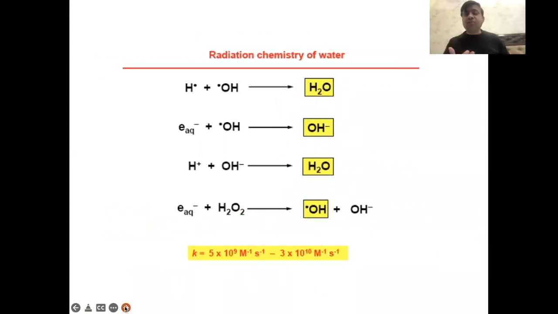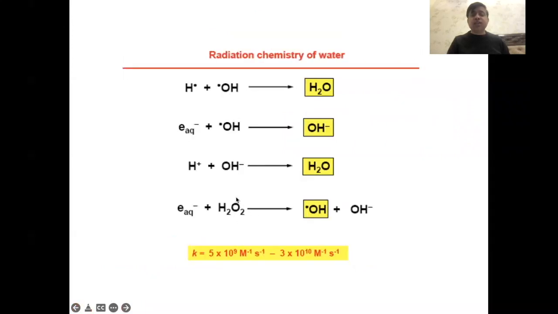Now let's talk about the secondary free radical reactions, what happens in the radiation chemistry of water. The hydrogen radical and the hydroxyl radical, when they combine, form water. The solvated electron, when it reacts with the hydrogen radical, leads to the formation of hydroxide ion. Then hydrogen positive ion reacts with the hydroxide ion, which leads to the formation of water. And the solvated electron reacts with this.